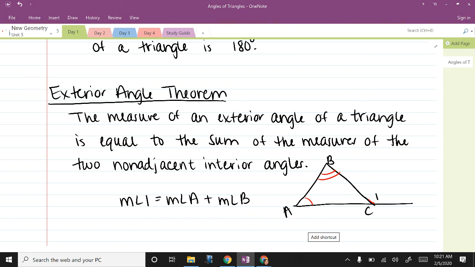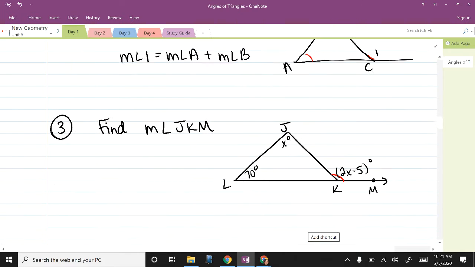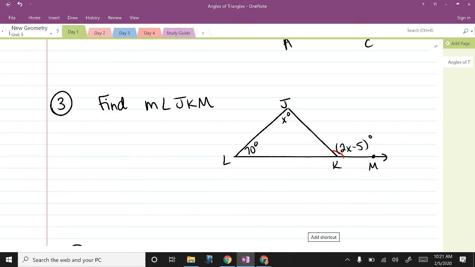See, angle 1 right here is touching angle C, right? Y'all see that one? So the non-adjacent ones are A and B. So if you want to find the measure of angle 1, you would add A and B together. The measure of angle 1 out here will be the measure of A plus the measure of angle B. So now that we know that, we can find lots of things about angle measures. Here's an example. Copy that down, please.